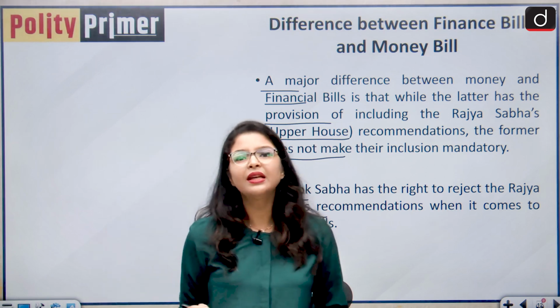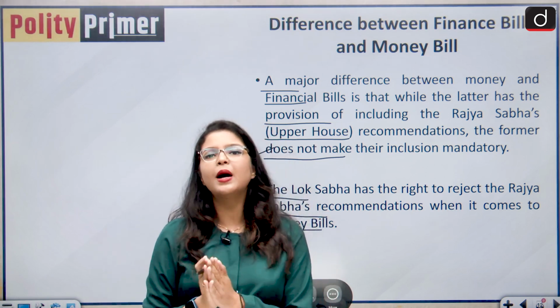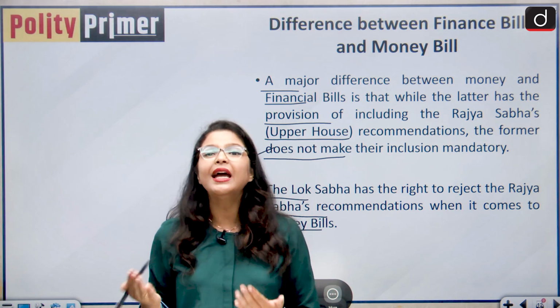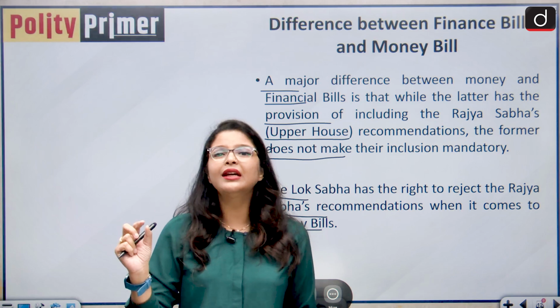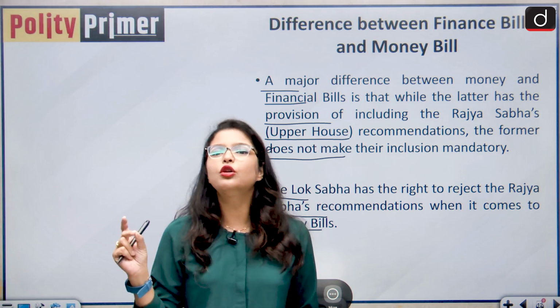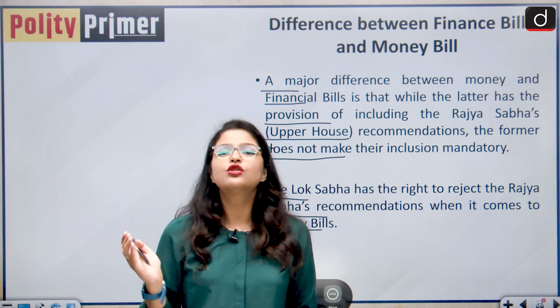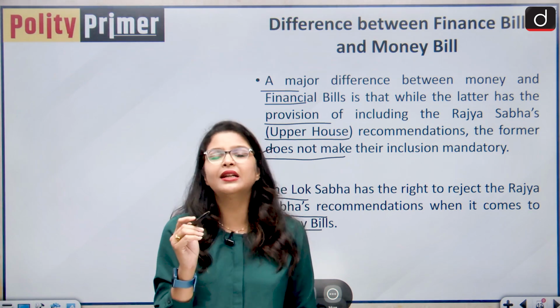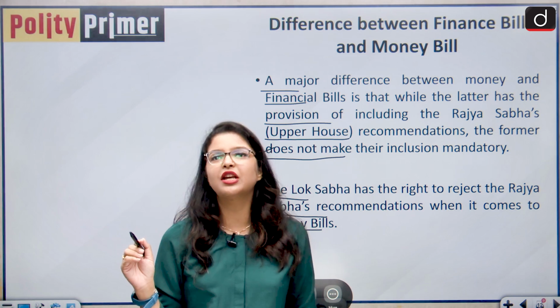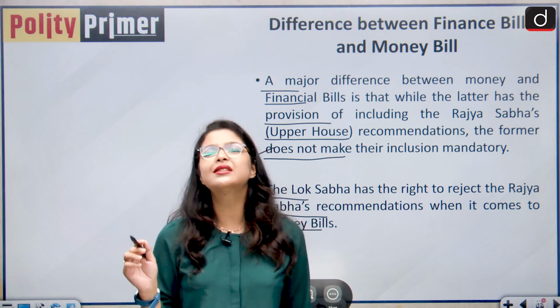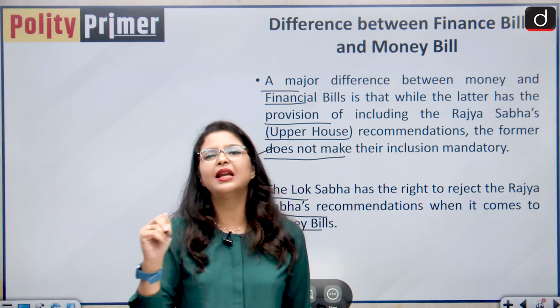So what does this mean? That in the case of money bills, a joint sitting of Parliament cannot be called. Why? Because the money bill can only originate in the Lok Sabha, and the Lok Sabha has the right to reject the recommendations of the Rajya Sabha as well. So that is why the provision of joint sitting, which is available in the case of financial bills, is not available in the case of money bills. And this is the major difference between a financial bill and a money bill.